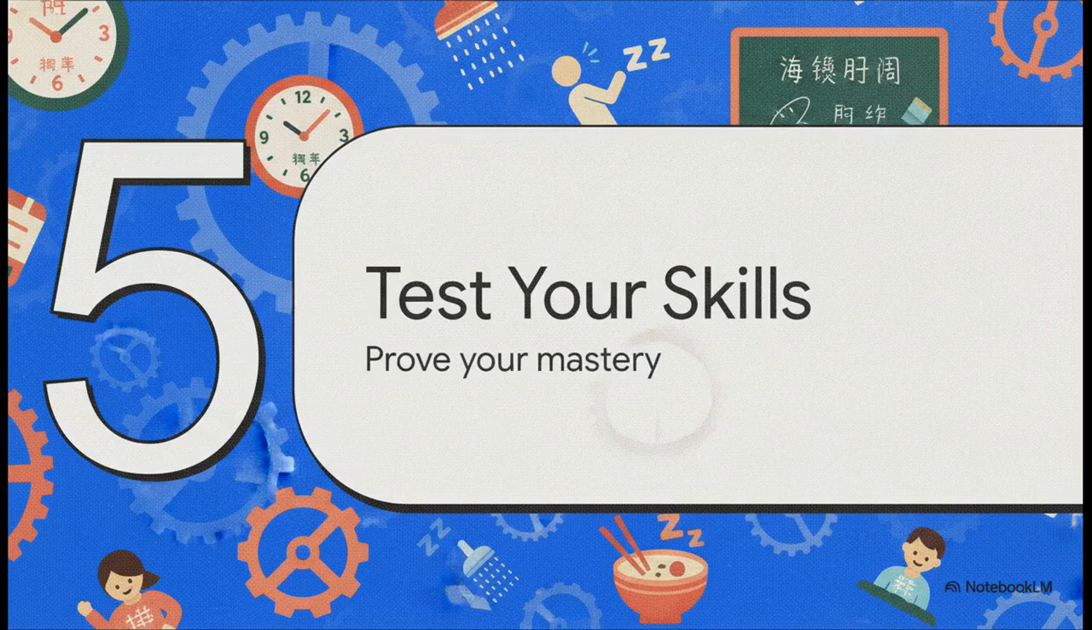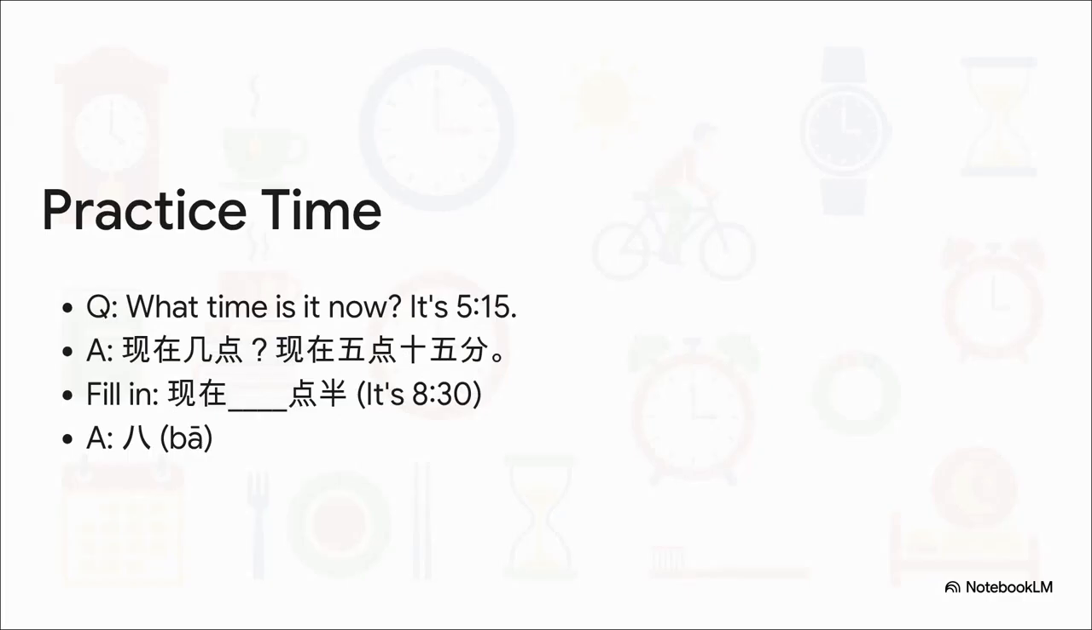You are doing fantastic. We've covered a lot of ground, so let's head into our final section. Test your new skills. It's time to prove your mastery. Let's piece this together. Translating what time is it now, it's 5:15, results in 现在几点？现在五点15分. And for that next challenge, to say it's 8:30, you just plug the number 8, ba, right into the blank space. You've totally got this.